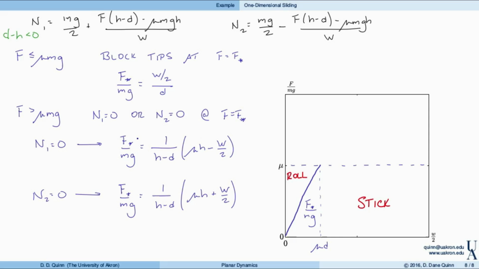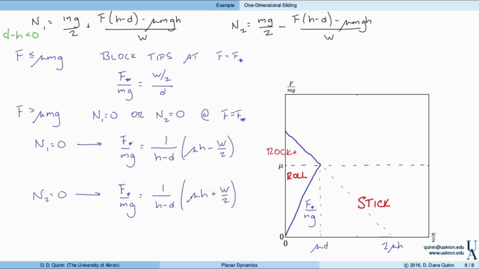Let's look at this case first. This is the corresponding case to what we had last time, where N1 vanishes and we rock in the positive way. Now if I draw that line, so again, f over mg has to be greater than mu, and this line looks like the following. I can actually extend this down and see that it would intersect f equals 0 at 2 mu h. But this region here above the slipping line, but below this, we will refer to as rock plus.